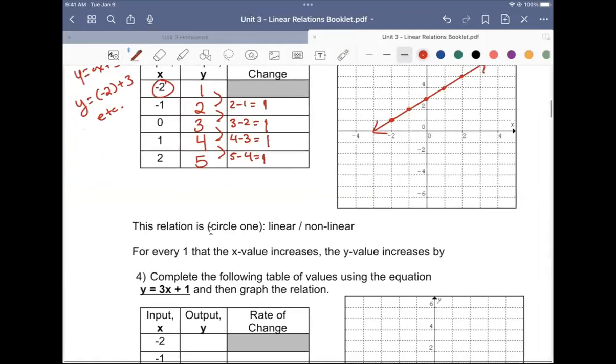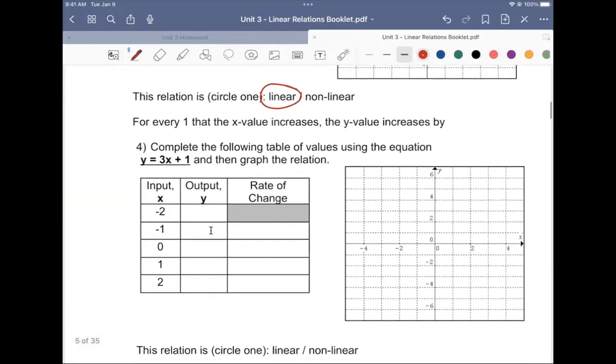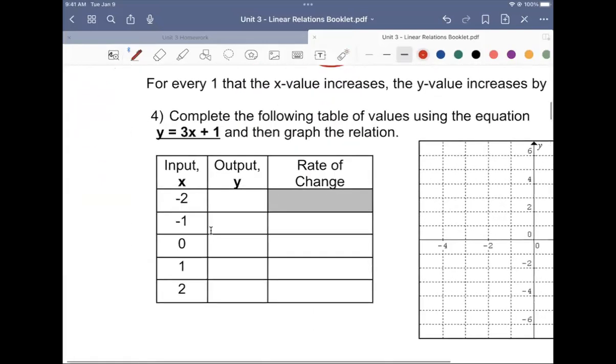So then, is this relation linear or nonlinear? We can see that it's a straight line, so that is linear. We're going to do this one more time. I think it's a few more times, but anyways, this should be 3 times -2 plus 1. 3 times -2 is going to give me -6 plus 1, which is going to give me -5.